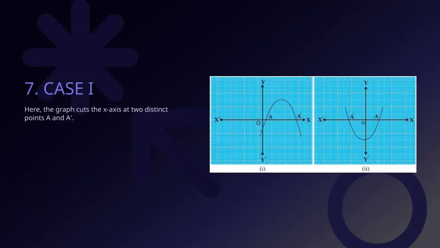Here, the graph cuts the x-axis at 2 distinct points A and A'. Now, this is quite significant because it shows us that the function crosses the x-axis twice, indicating there are 2 roots or solutions in this case.